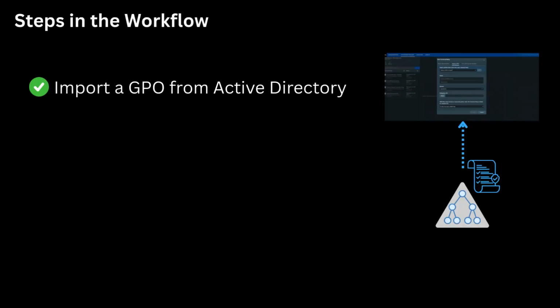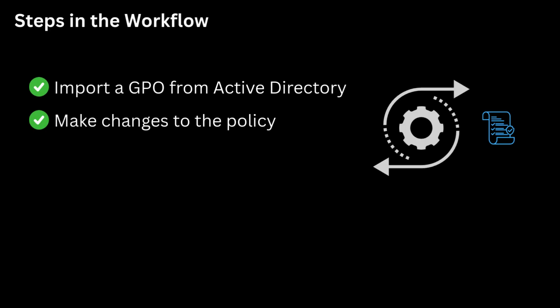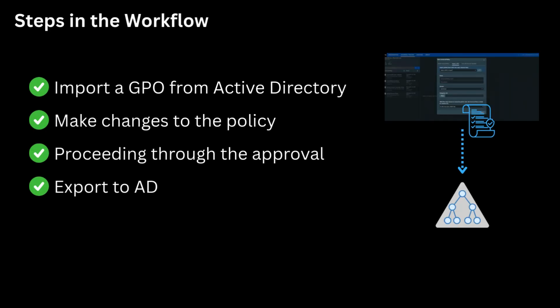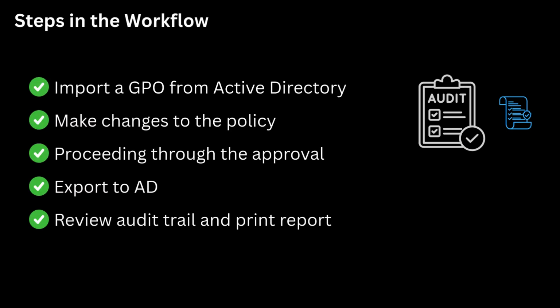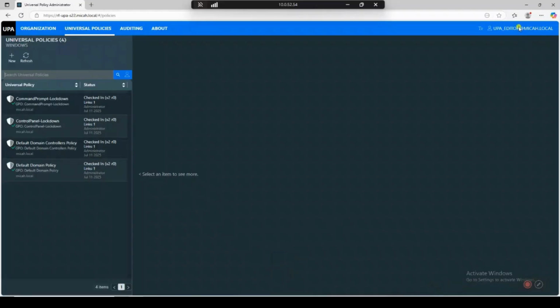In a moment, we'll go through the following workflow in UPA: importing a GPO from Active Directory, making changes to the policy, proceeding through the approval process, exporting to AD, and then reviewing the audit trail and printing out the report. So let's see this in action.